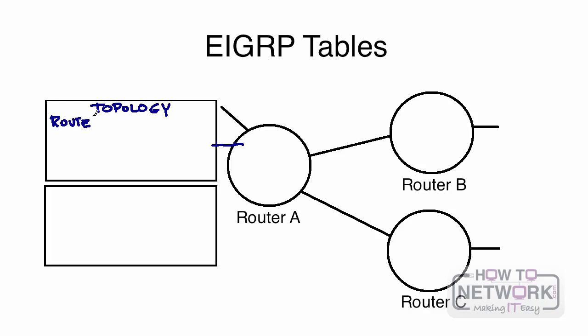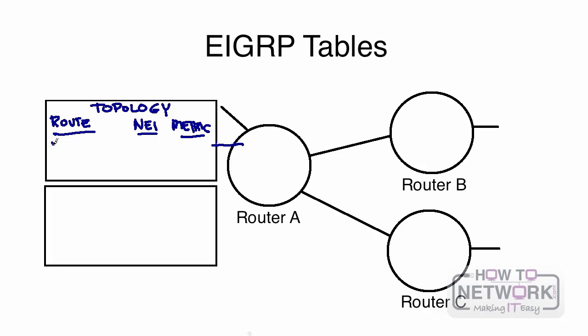So in the topology table, it's going to insert routes that it learns from router B and router C. And then it's going to ask, now that I know about this route, which neighbor did I learn it from? And then finally, it's going to say, all right, I know the route, I know the neighbor I learned from, what metric should I assign to it? Which way should I send traffic or forward traffic?